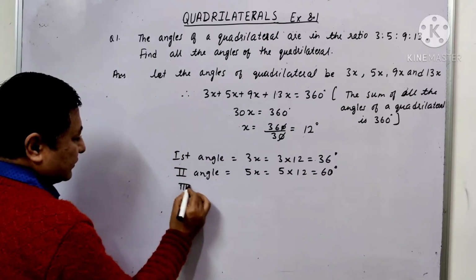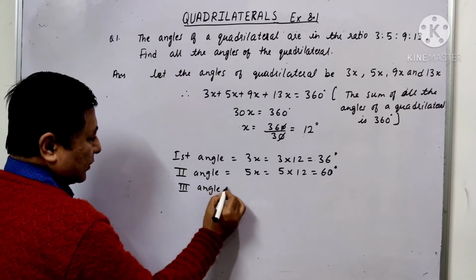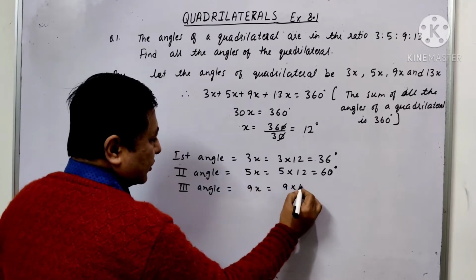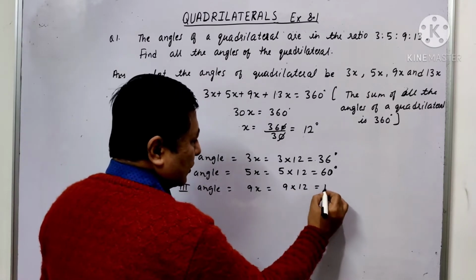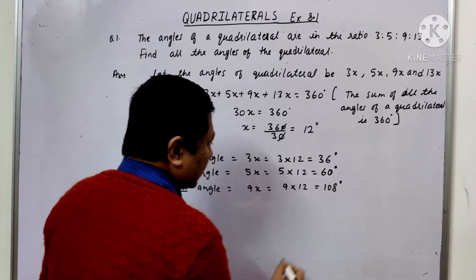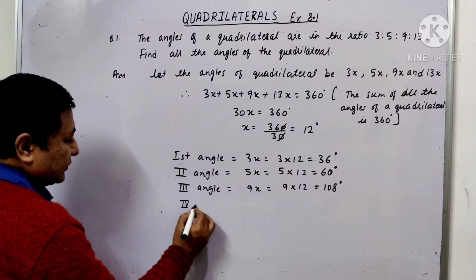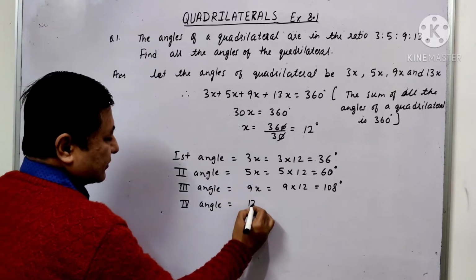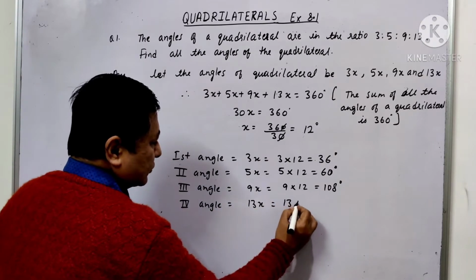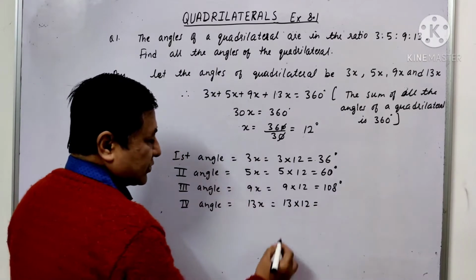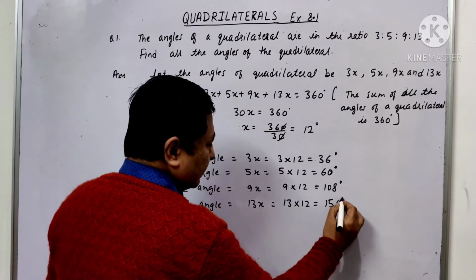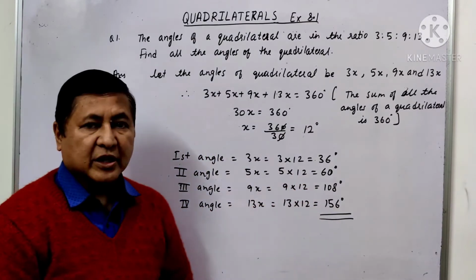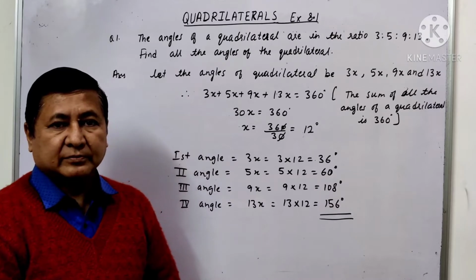Then we have the third angle, that is equal to 9x. So 9 into 12, that is equal to 108 degrees. And the fourth angle, that is equal to 13x. So that is 13 into 12, that is equal to 156 degrees. So all the angles are 36, 60, 108 and 156 degrees.